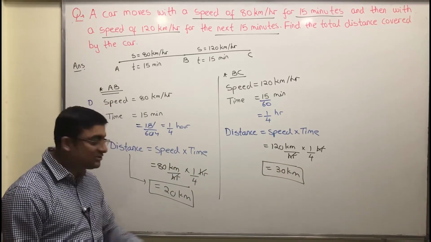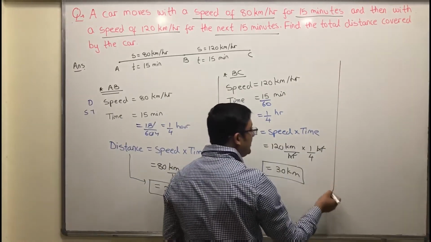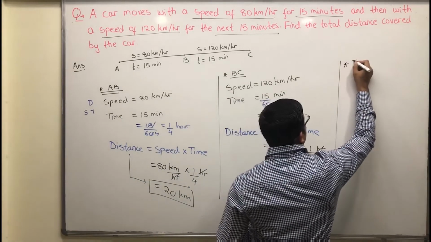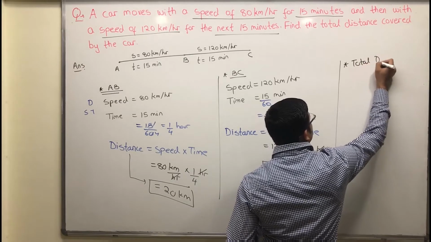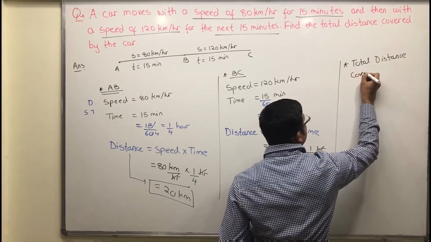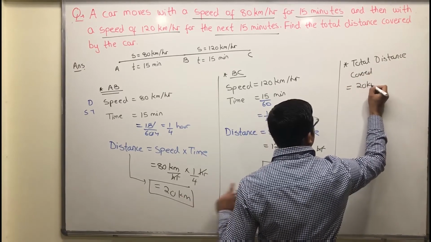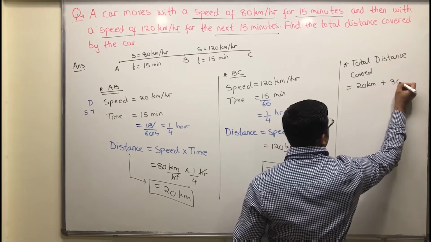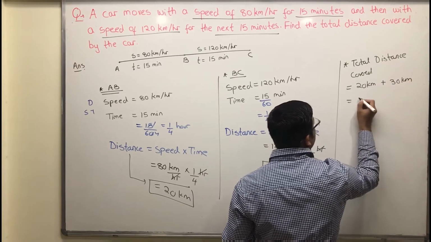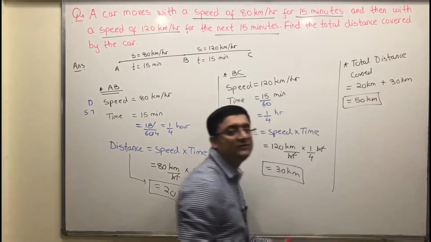So what is the total distance traveled? 20 plus 30, that is 50 kilometers. So I'll write down over here, therefore total distance traveled or total distance covered is equal to 20 kilometers plus 30 kilometers. So the final answer is 50 kilometers. So this is how you solve this question.